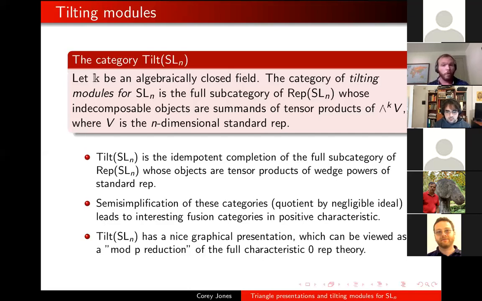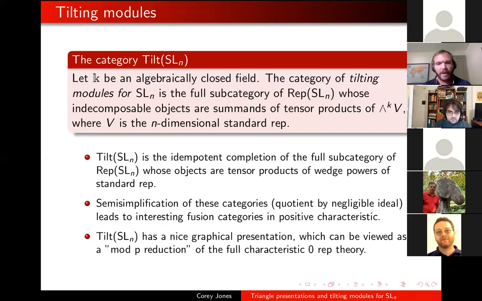There's a nice graphical description of this category, and you can notice that the presentations that you write down have nice integral forms. So you can just say, what happens if I take this integral form of this graphically defined category and reduce it mod p? It turns out that this actually describes this category of tilting modules. So from this point of view, you can view these tilting modules as idempotent completions of the integral form of the characteristic zero representation theory reduced to mod p. So these are kind of mod p reductions of the characteristic zero situation.